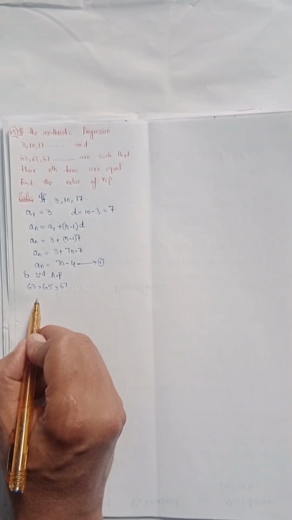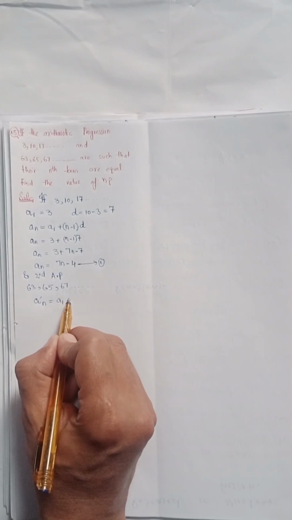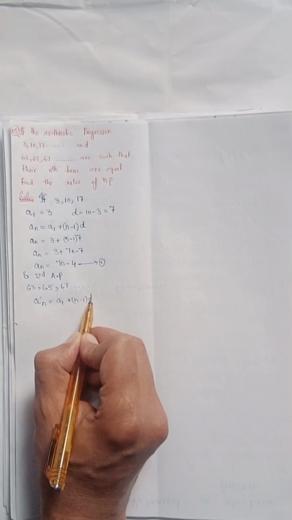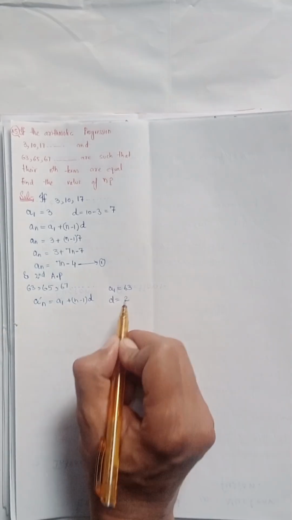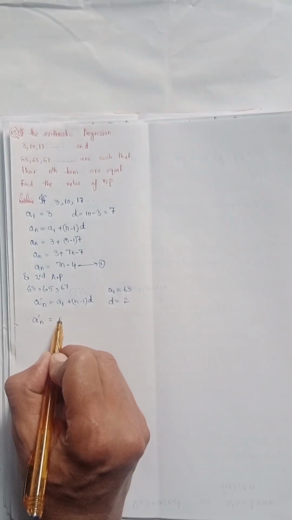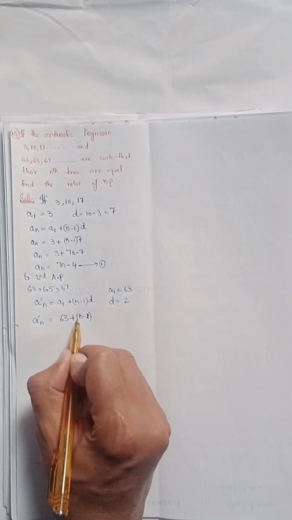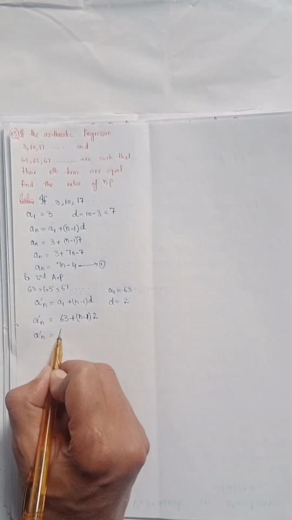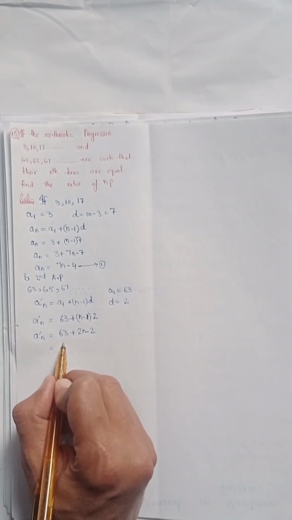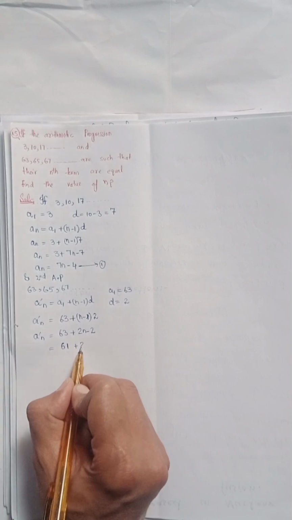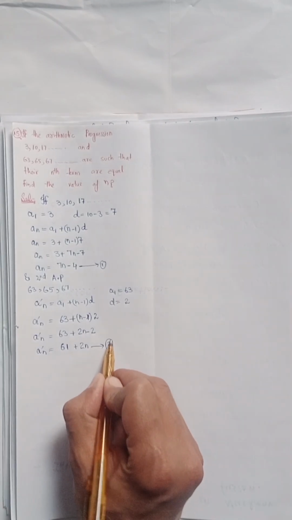According to the statement, an and a prime n are equal, so 7n minus 4 equals 61 plus 2n, and 7n minus 2n equals 61 plus 4, and 5n equals 65, n equals 65 over 5, and n equals 13. For n equals 13, that is true.